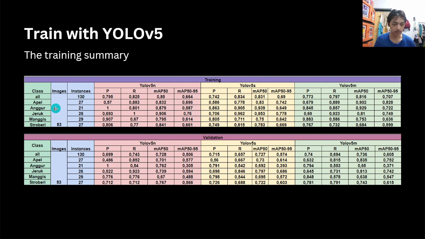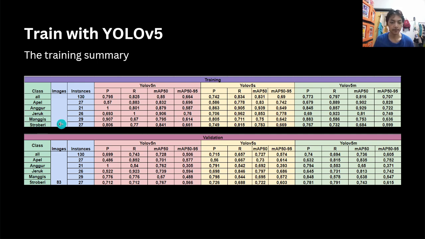So let's take a look at the apple. An apple has an average precision of 80%. That's pretty high, but I hoped for 90%. It's okay, since YOLOv5n is the smallest model. You can see YOLOv5m, M for medium, and the average precision is good: 90% for apple, 90% for grapes, 80% for orange, 70% for mangosteen, and 60% for strawberry.